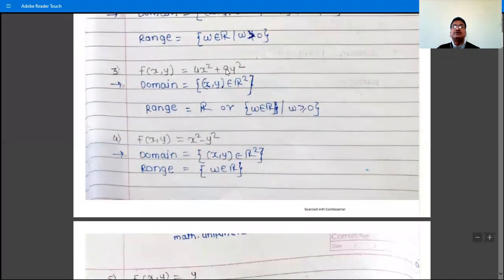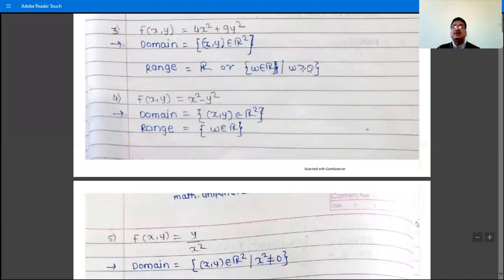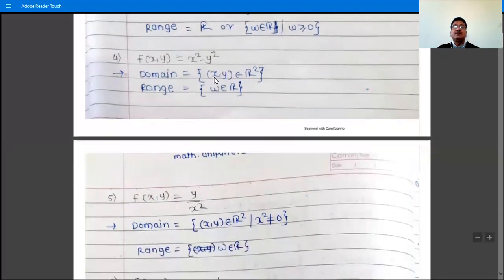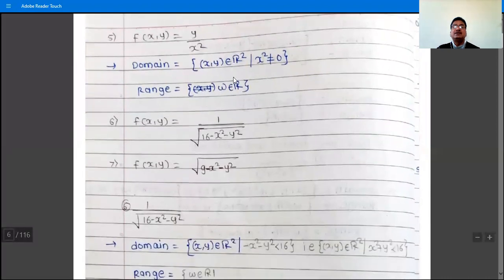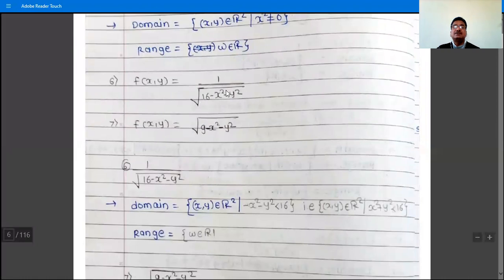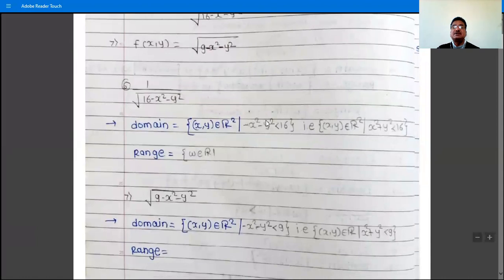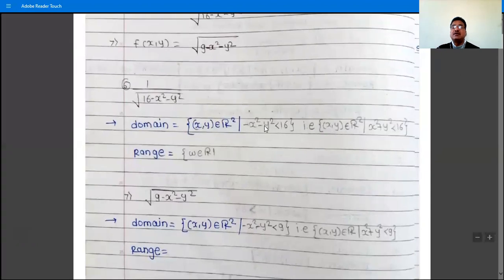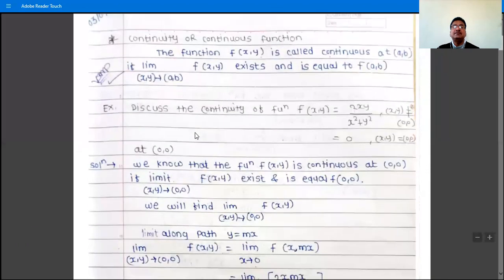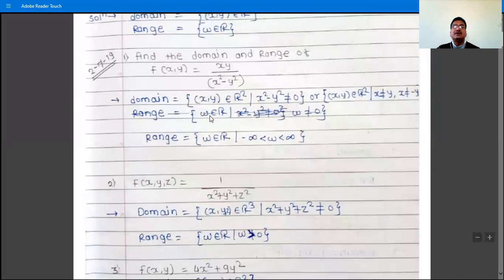There is no condition. For 4x square plus 9y square, the domain is all elements of R square, and the range is R. This is wrong, right? Just R. Again R square is the domain, and the range is R. For y by x square, the condition is not equal to 0, and the range is all elements of R. Then again, 1 by root of 16 minus x square minus y square: 16 minus x square minus y square is greater than 0, which means x square plus y square is less than 16. That is, if we change the sign of both sides, then less than is replaced by greater than. So write similar answers for these problems. These are some problems for range and domain.